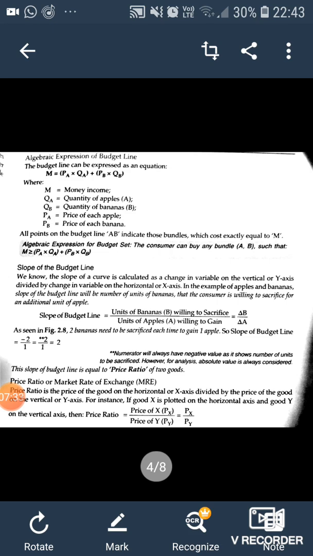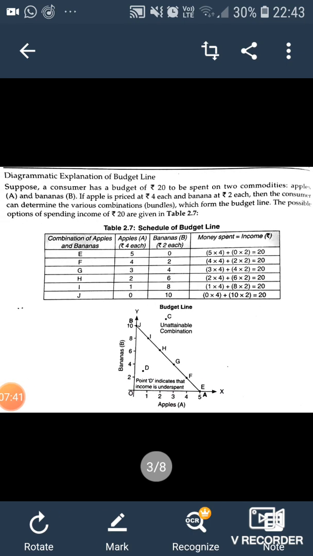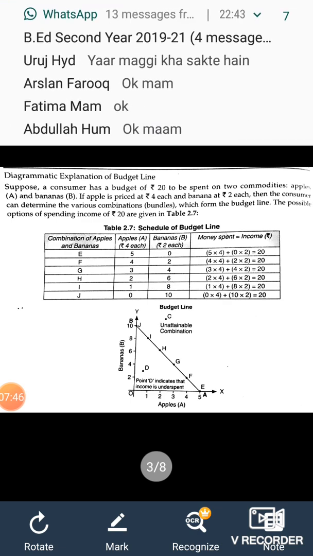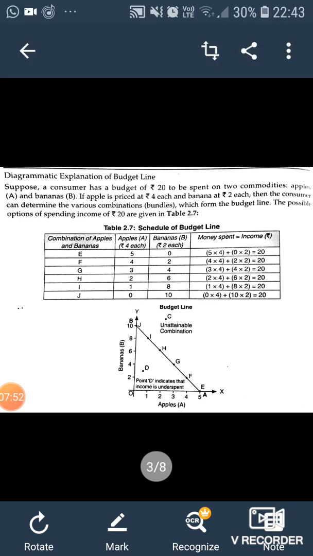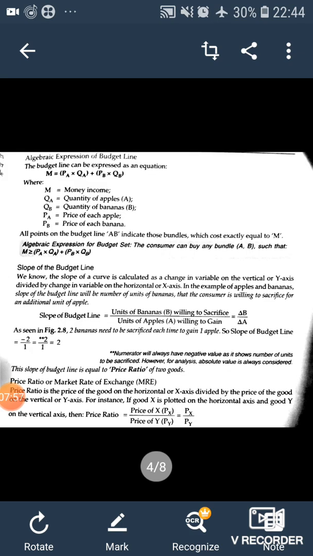So the slope of the budget line is also equal to the price ratio, that is the ratio of the prices of the two goods. What is the price of bananas and apples? 2 and 4. These are the prices. So price of apple 4 upon price of banana 2. It gives us a price ratio of 2. So the price ratio is equal to the slope of the budget line.